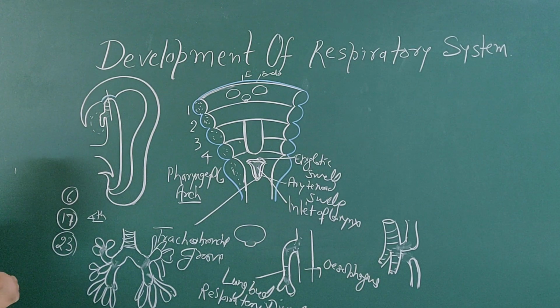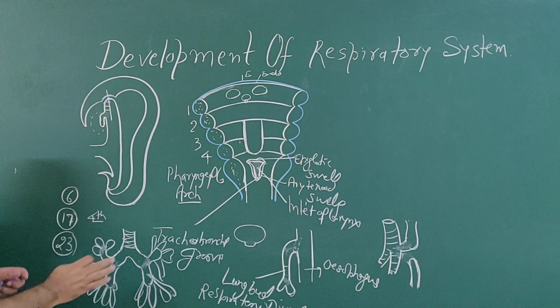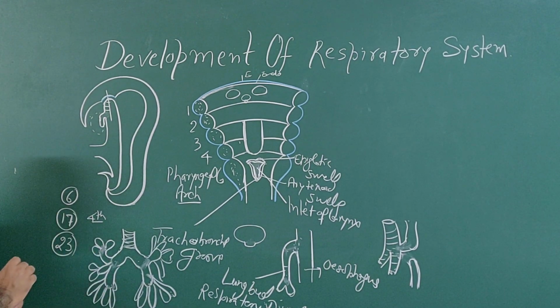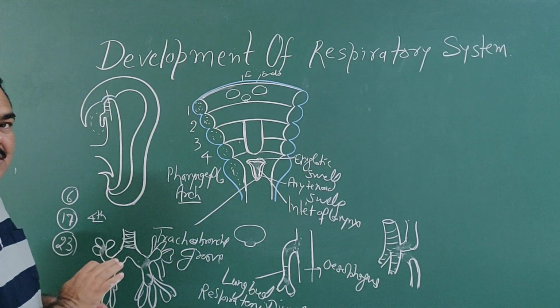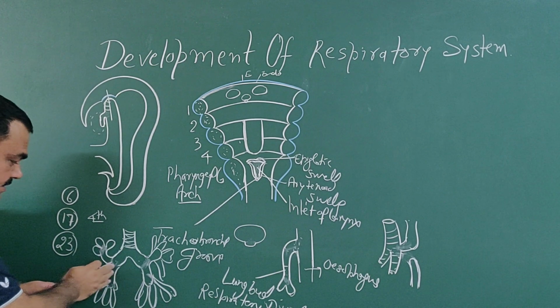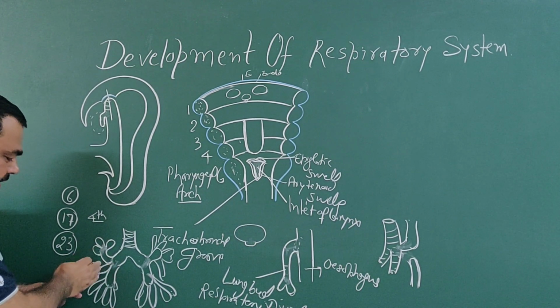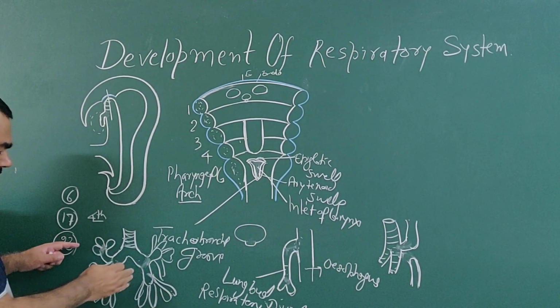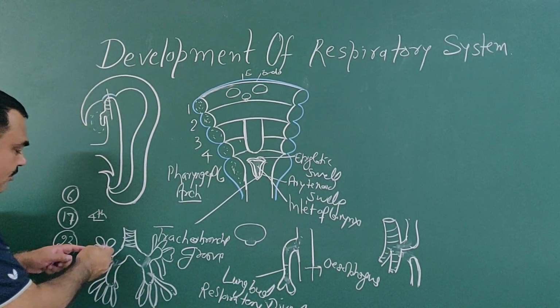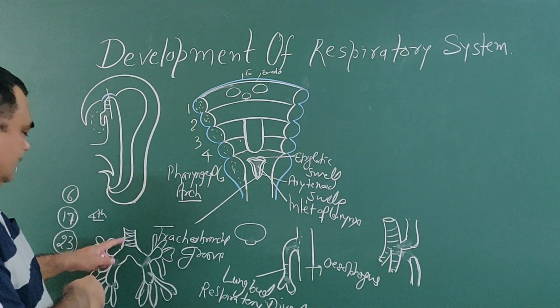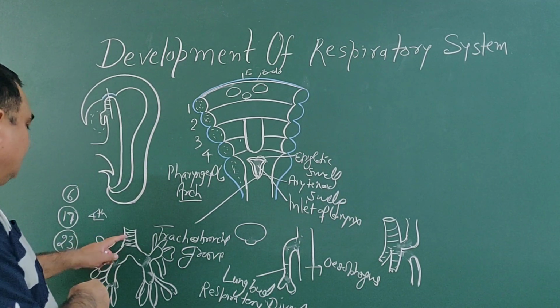Now another important thing: this lung bud forms the lower part and again divides into segmental or bronchopulmonary segments. So these are the divisions of the bronchial tree.